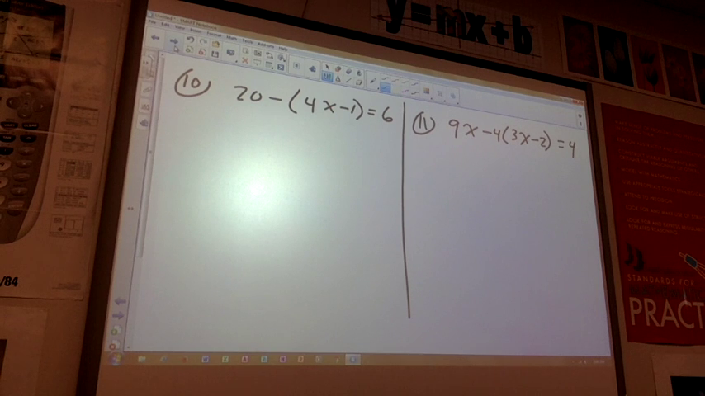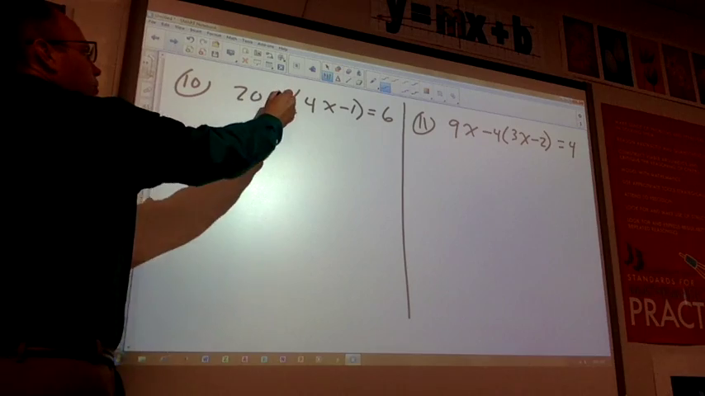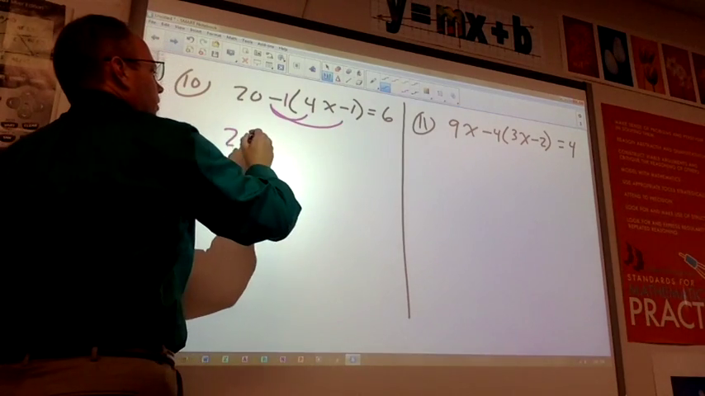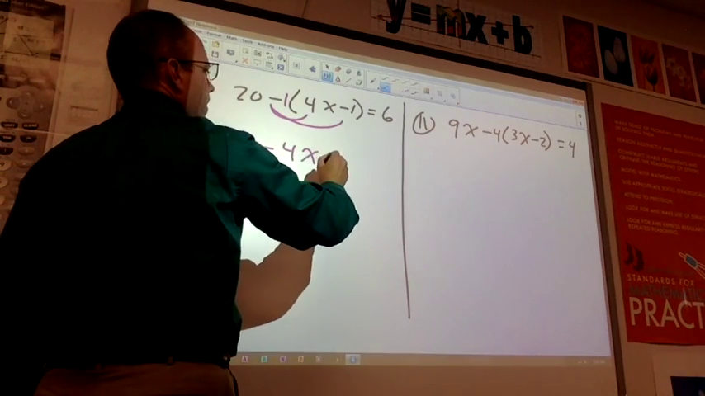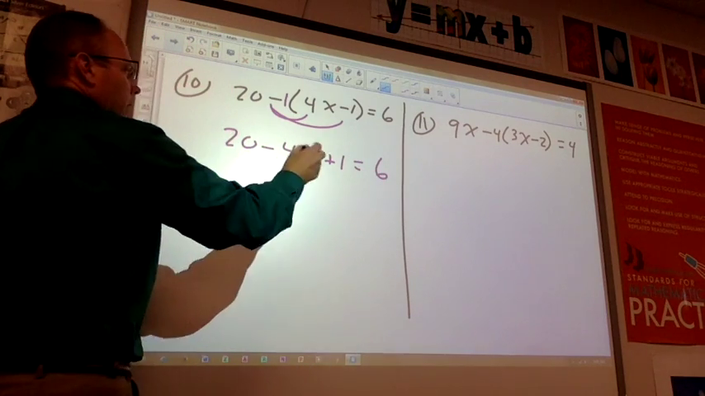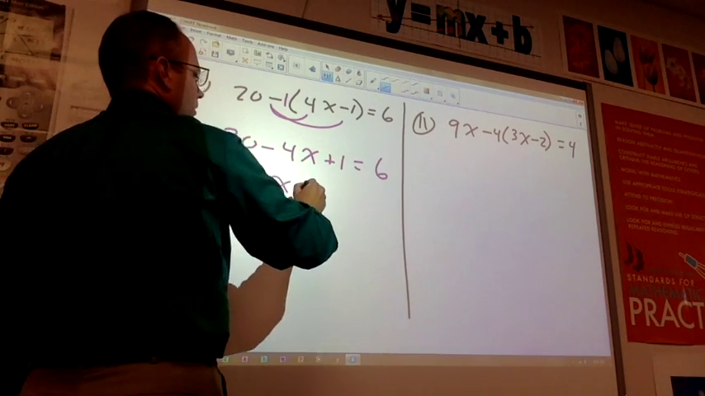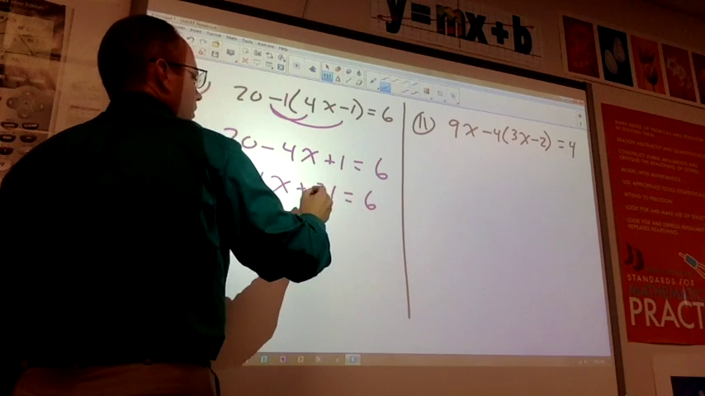Big error on number 10. A lot of people will goof this up. What should we do? -1. Yeah, I'm distributing a -1 over the parentheses. Okay, combine like terms. Subtract 21.